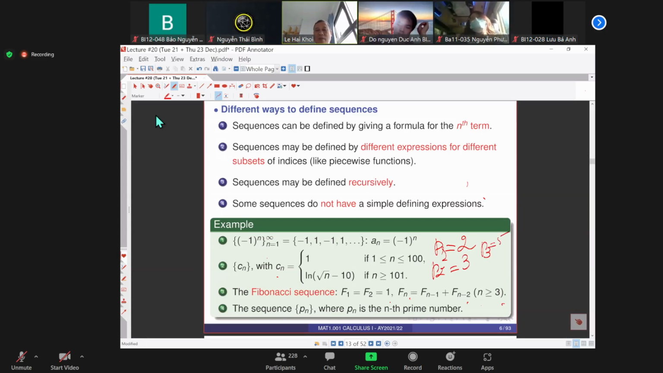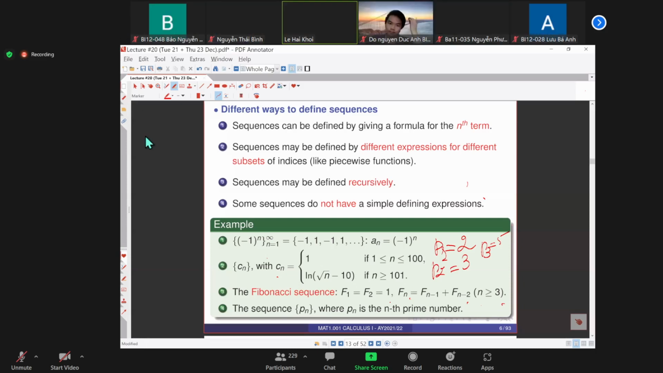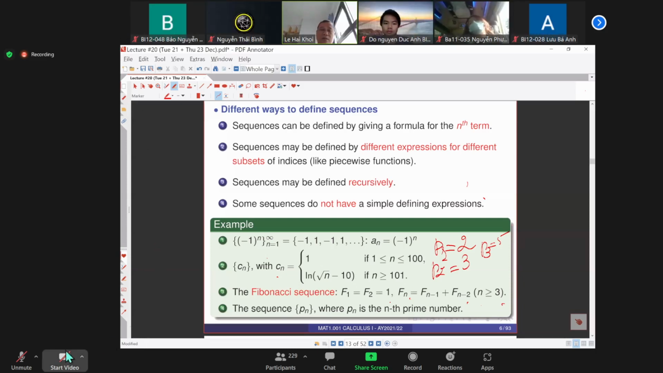Next time, ask your parent to give you some money for what? For repairing your camera. Understand? Vâng. Next.